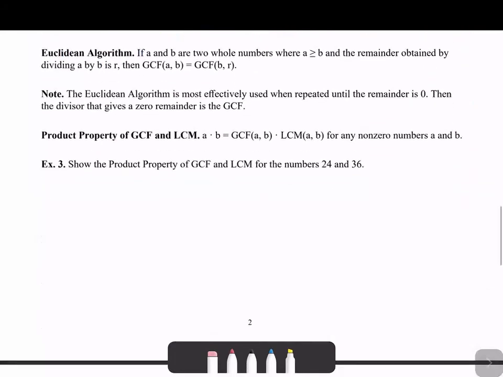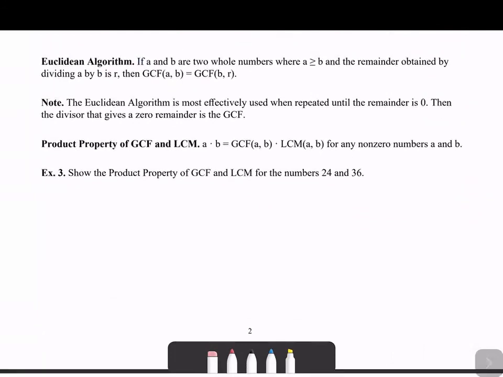Okay, so next we want to talk about the Euclidean algorithm. So the Euclidean algorithm is just similar to the fundamental theorem of arithmetic and Goldbach's conjecture. You just need to know what it says.